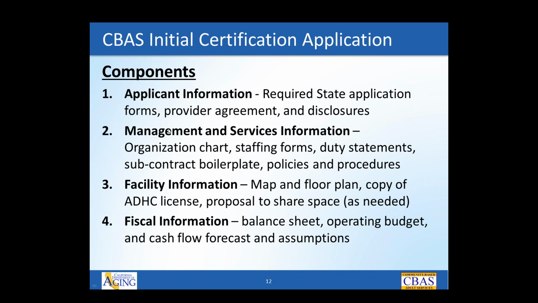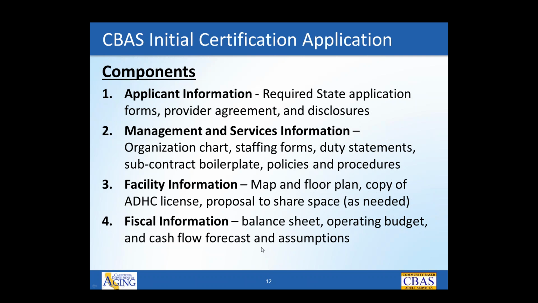So again, a whole component in that application that has a lot of information about your management of the center and your services that are not required state forms but are required documents that you're going to submit with the application. The facility information, you're going to give us a map and floor plan. So again, prior to us going on site and taking a look at the actual facility, you're going to give us a drawing that maps out the square footage, the room sizes, where things are going to take place, the bathroom facilities. There's going to be various things that we ask for in that facility floor plan, and again, that'll be in your instructions in your application that tells you how to design that. And then at the end of the process, we're going to get the ADHC license, a proposal to share space if that's needed. That's also part of that. It's part 3 of the application. And then we already went over all of the required forms for the fiscal part of the application.